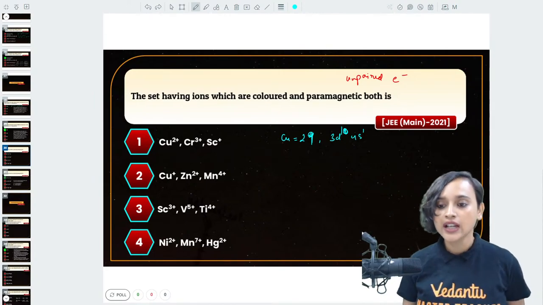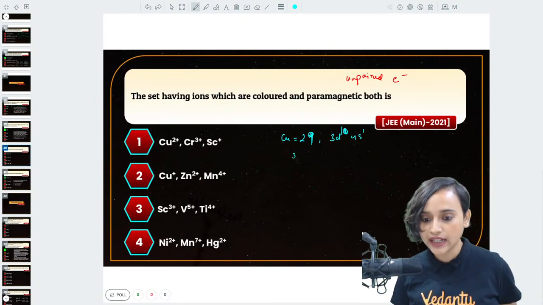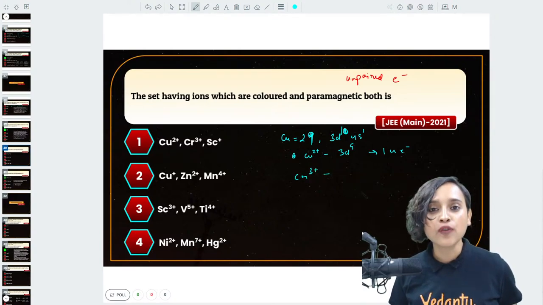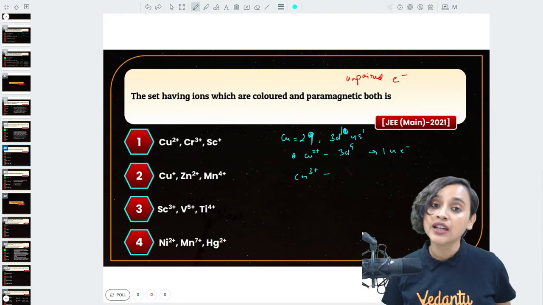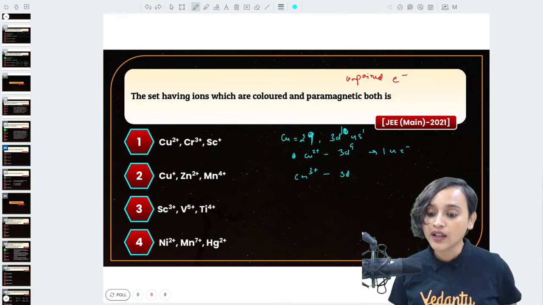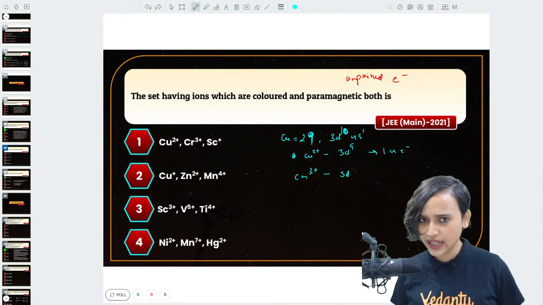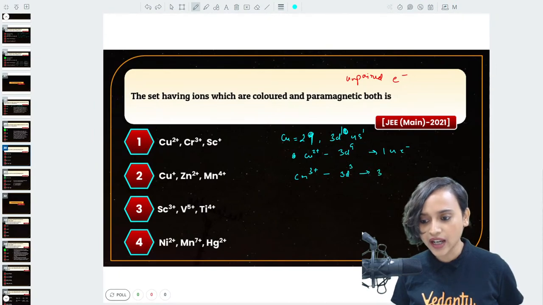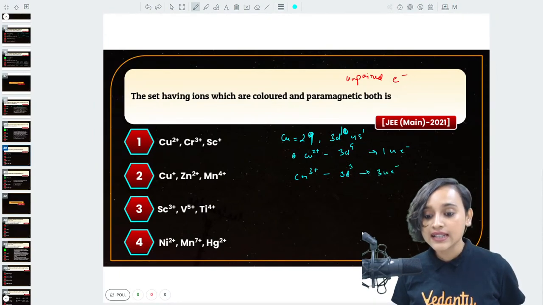3d10 4s1, isn't it? Yes, 3d10 4s1. Now Cu2+ means it is 3d9, that means one unpaired electron will be there. Now check out chromium 3+. Chromium is 24, means 3d5 4s1, means 3+, right? So it will be 3d3, that means 3 unpaired electrons.